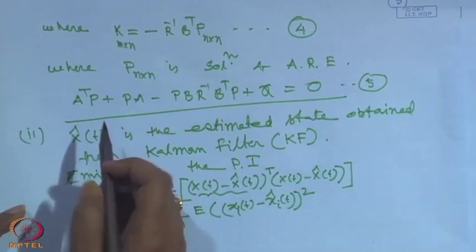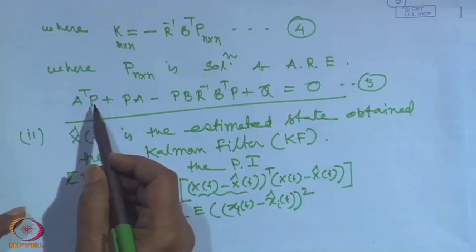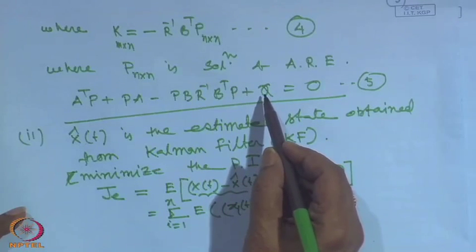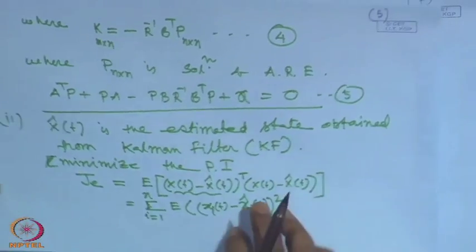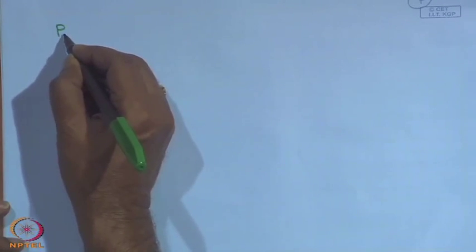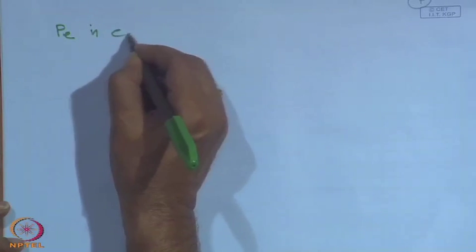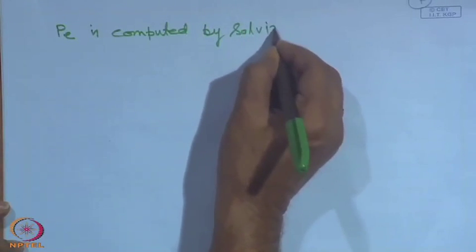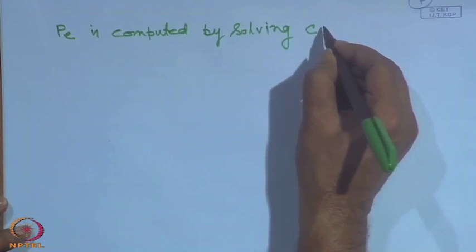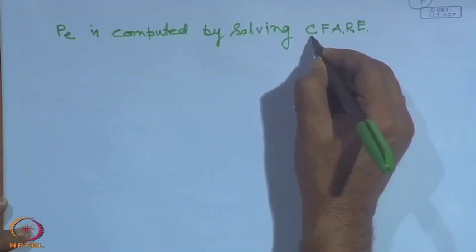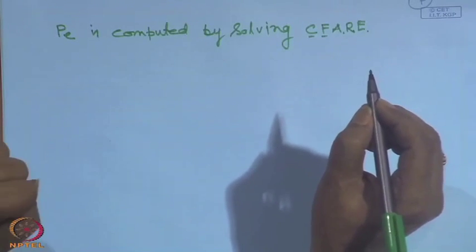So, in this expression, I will replace A by A transpose, P by P E, B by C transpose, and Q will be replaced by W, as we mentioned in the beginning. If you do this, then P E is computed by solving the continuous filter algebraic Riccati equation. Design of the filter and design of the controller are dual of each other.